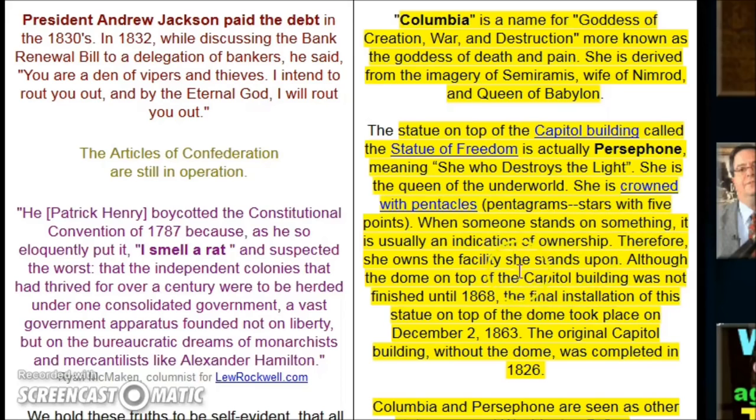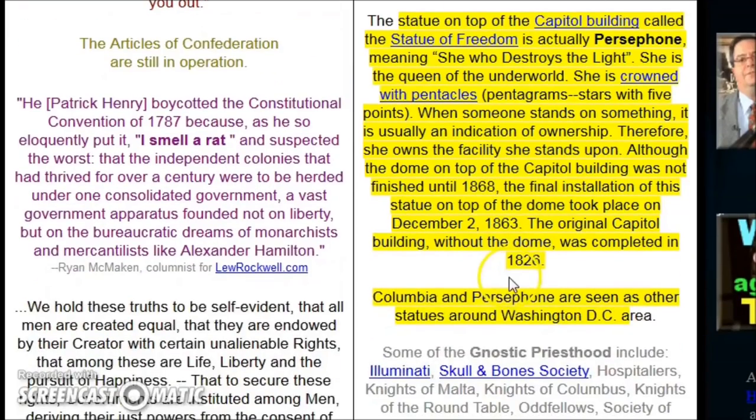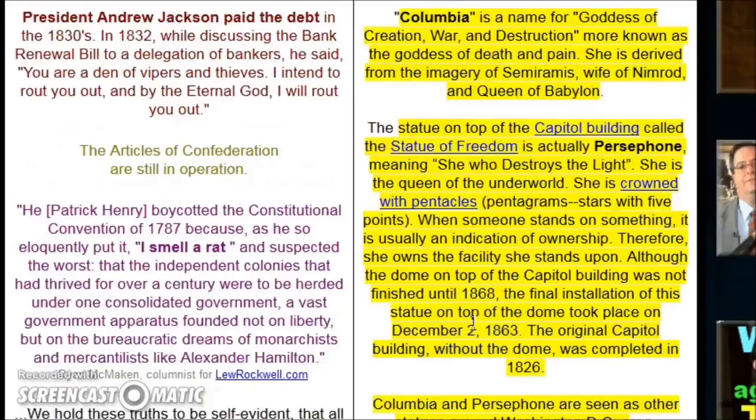So it goes on to say, when someone stands on something, it is usually an indication of ownership. This is also why when you go into court, they say, do you understand? Do you stand under your fictitious name? Therefore, she owns the facility she stands on. Although the dome on top of the Capitol building was not finished until 1868. Columbia and Persephone are seen in other statues around the world.